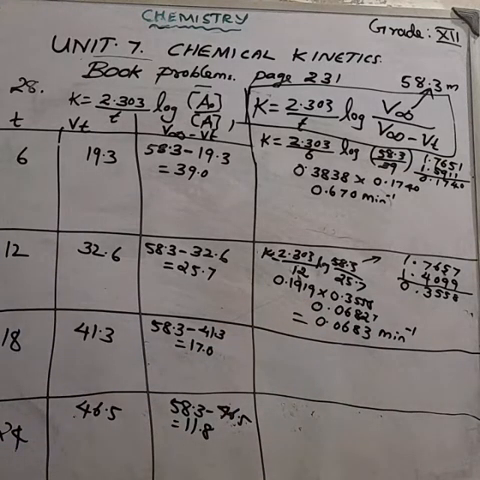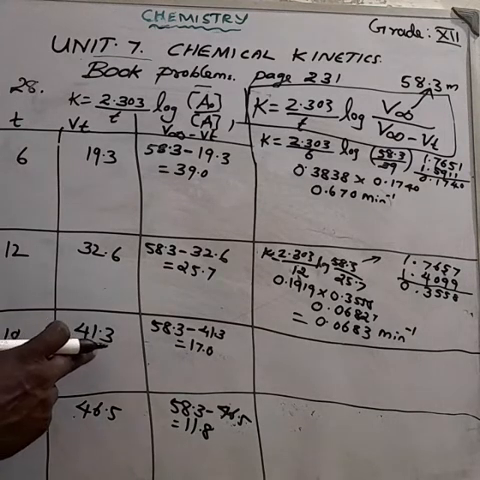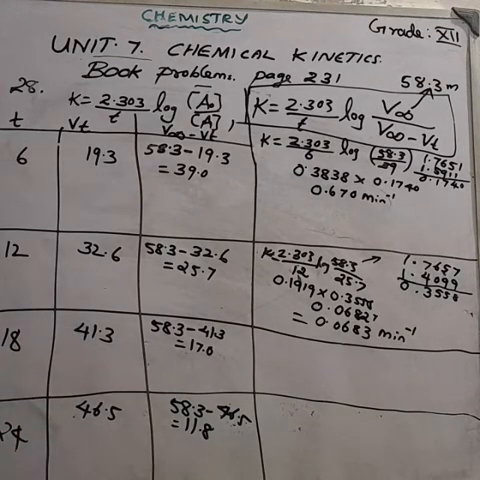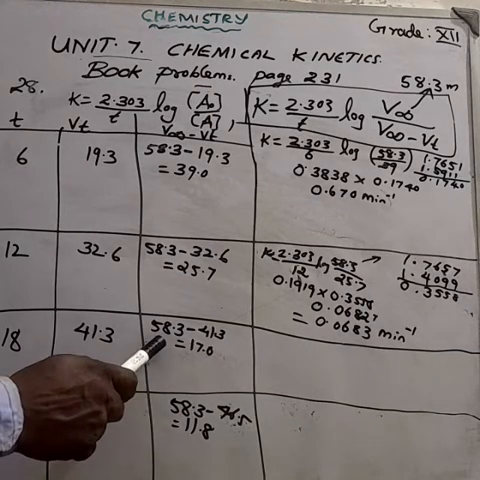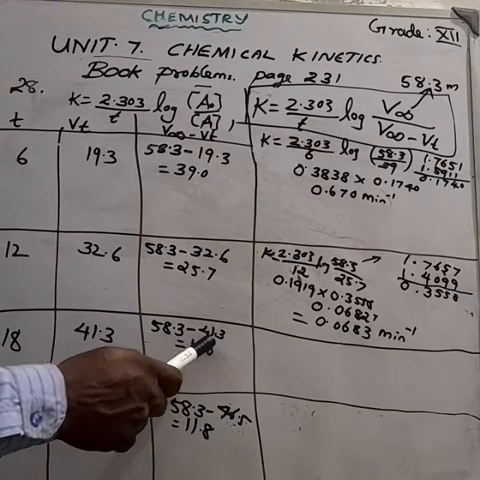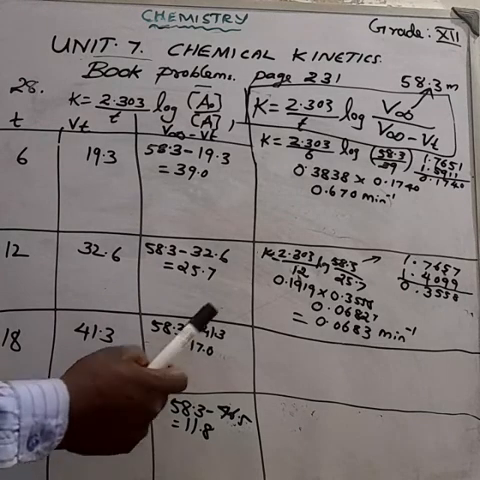Next one, for the 18 minutes, I am going to write the K value. Here VT, all of you know, is 41.3. And V infinity minus VT is 58.3 minus 41.3, that is equal to 17.